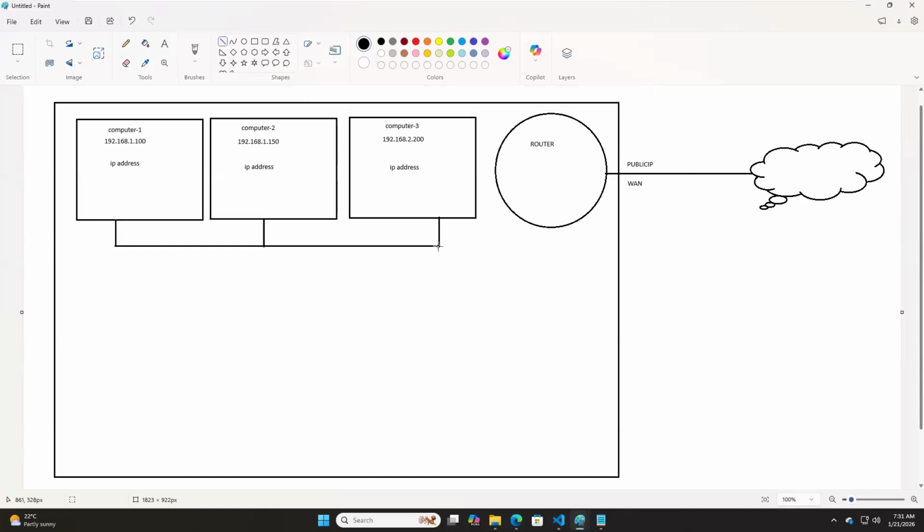So now what is this public IP and what is the private IP? Public IPs are the IPs which help computers communicate with the internet. If a computer wants to communicate with the internet, then definitely you need to have a public IP. Without a public IP, it is not possible.